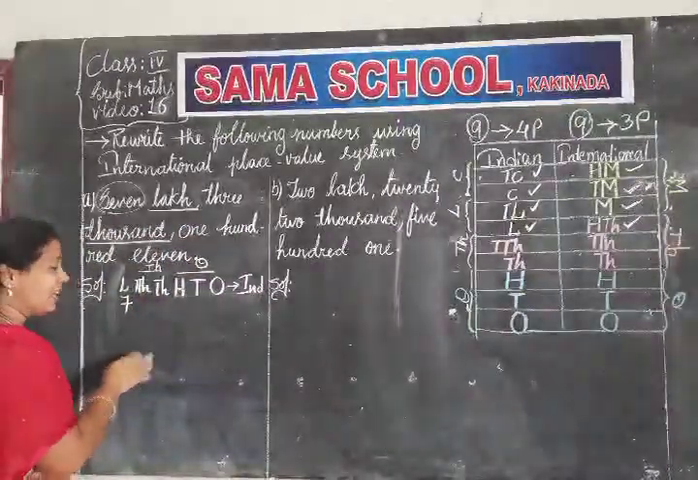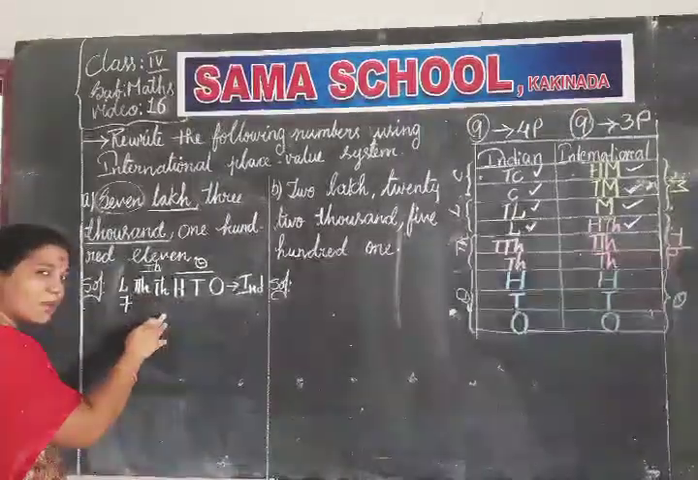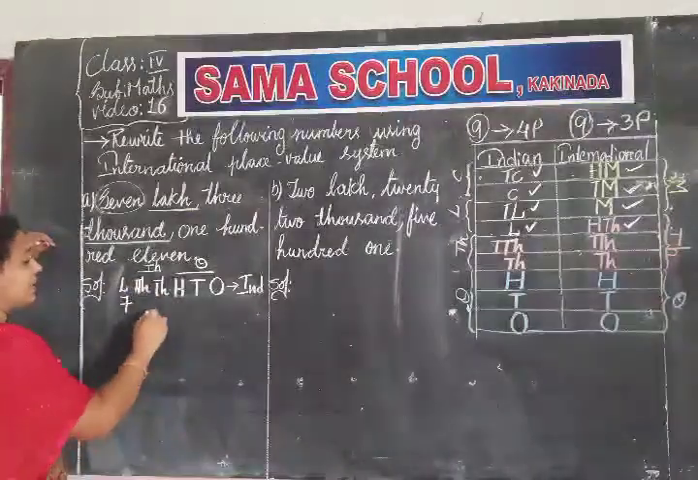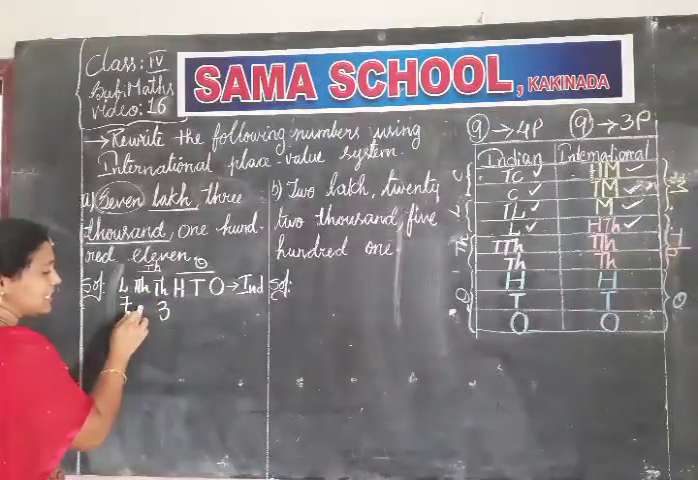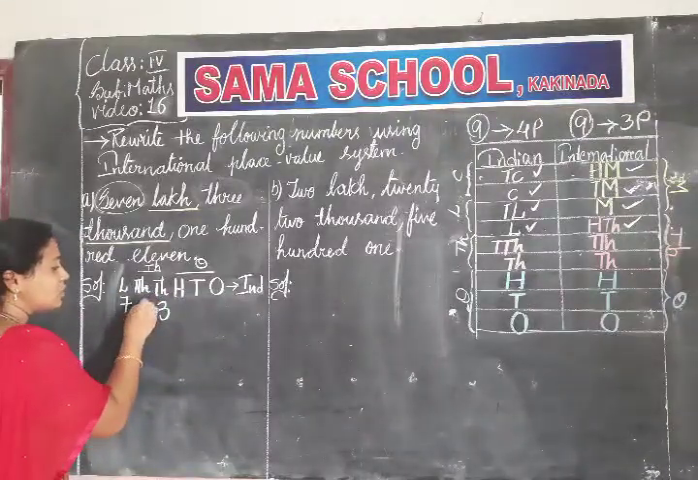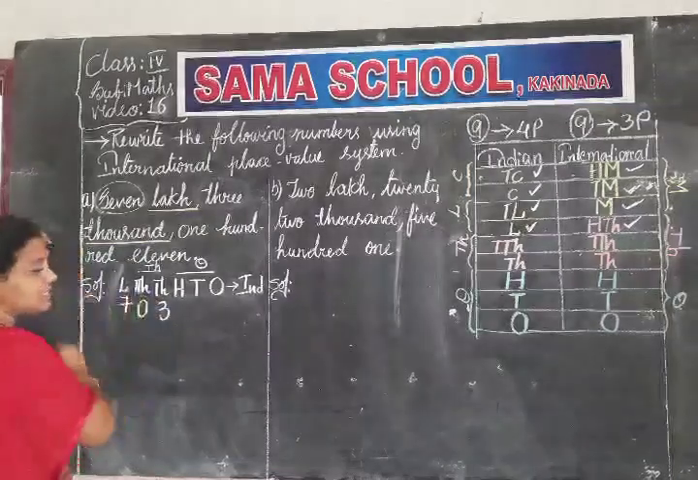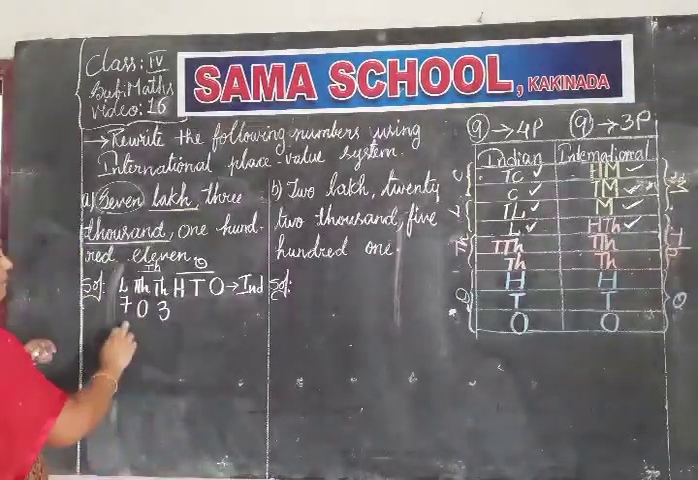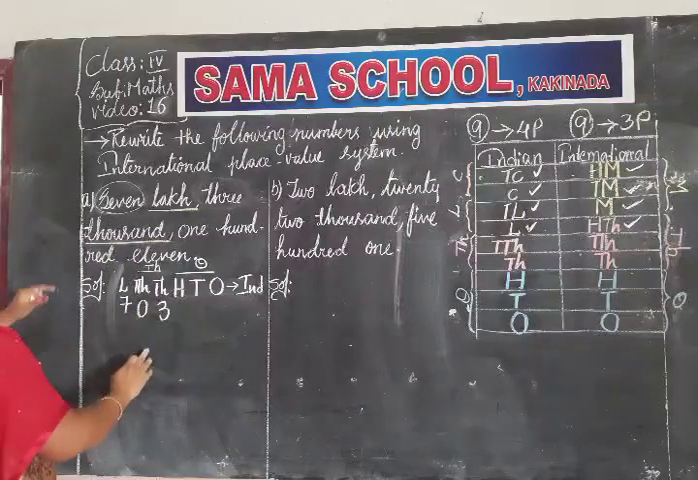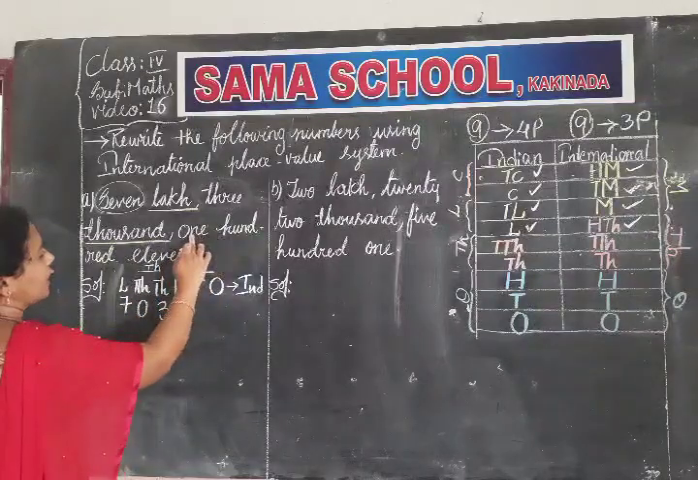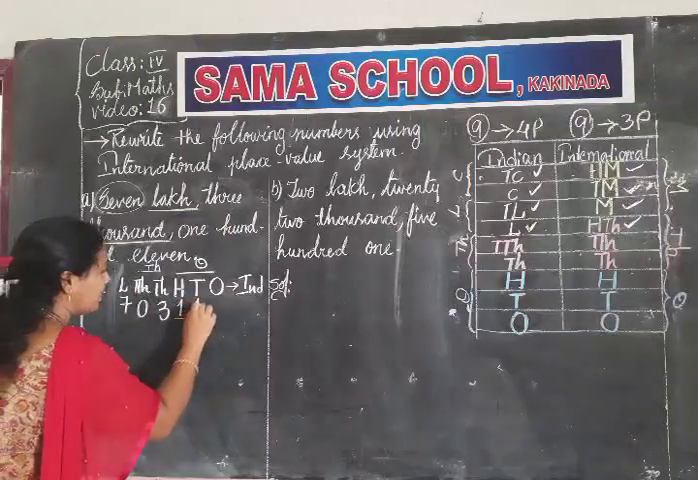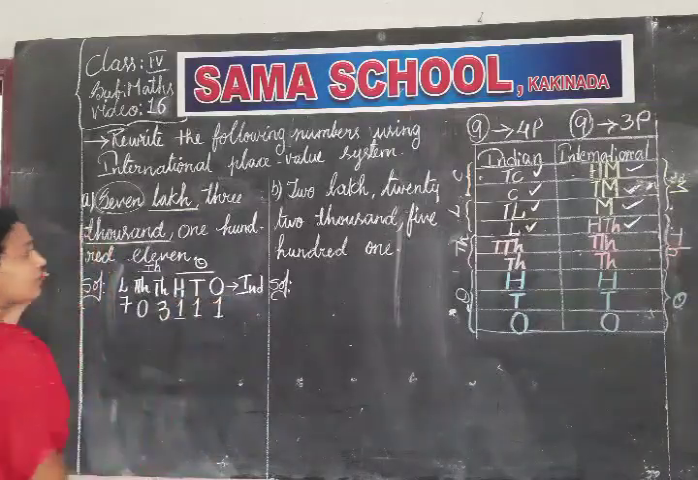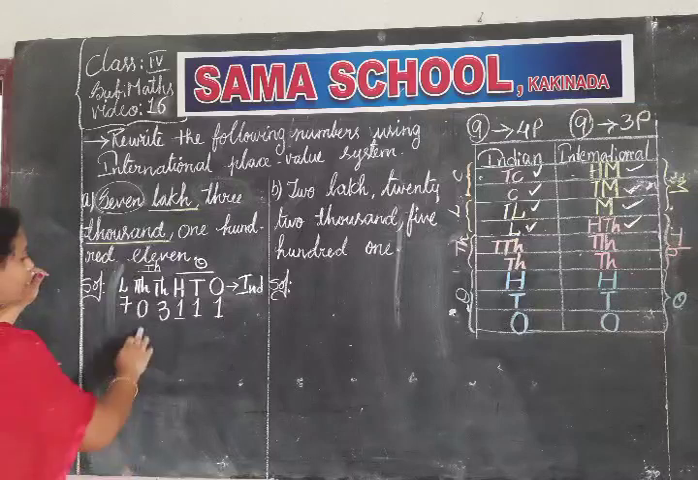Next, 3000. Now only explain. Where we write 3? In 10,000's place or 1,000's place? Yes, you are right. 3, you should write in 1,000's place. Before that place, there is no number. So in that place we write as 0. Very good, children. 7 lakh 3000. After that, what's the period? 111. Is it clear?